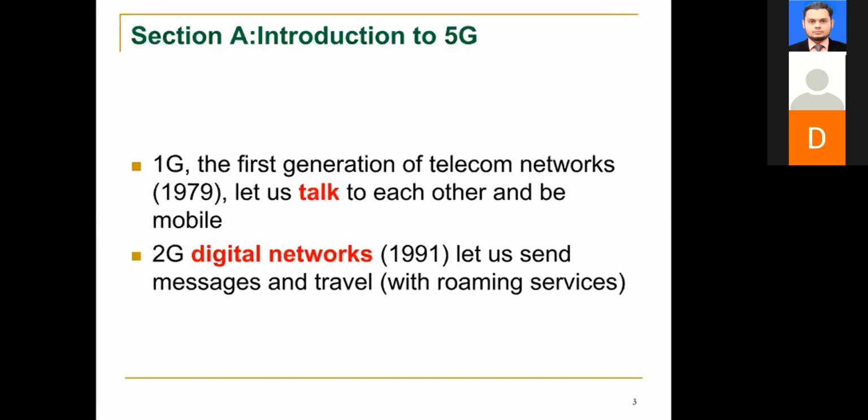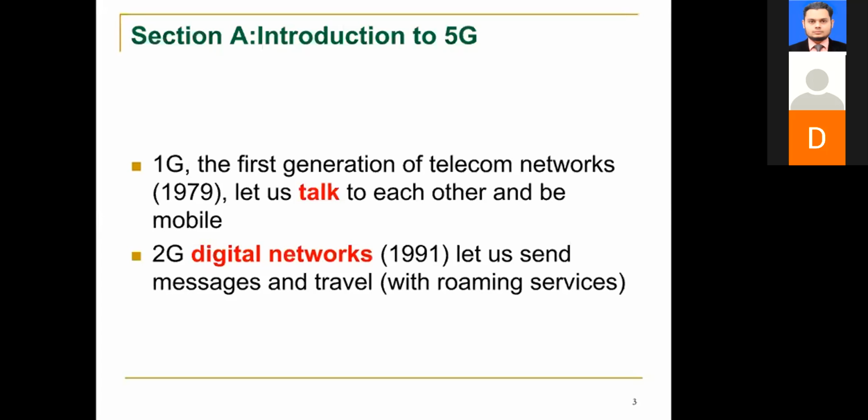So in 1G communication, you have very limited capabilities of wireless communication. You can talk from one point to another point. You cannot move around. You cannot roam. You can only use voice communication. You do not have any features of digital SMS, multimedia files, and so on.